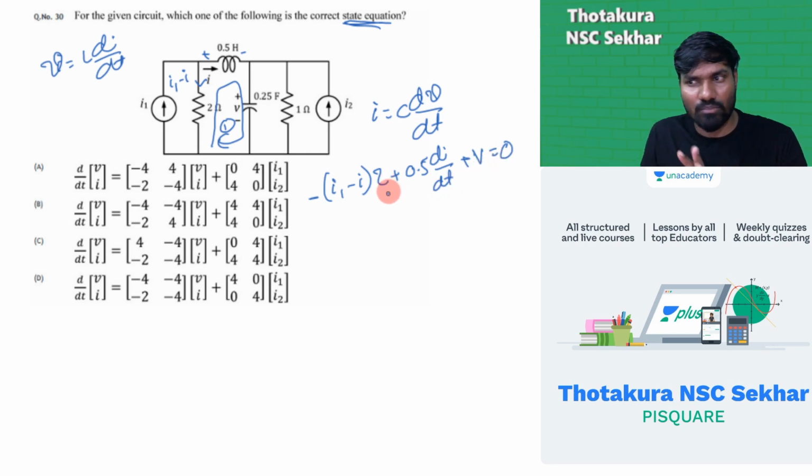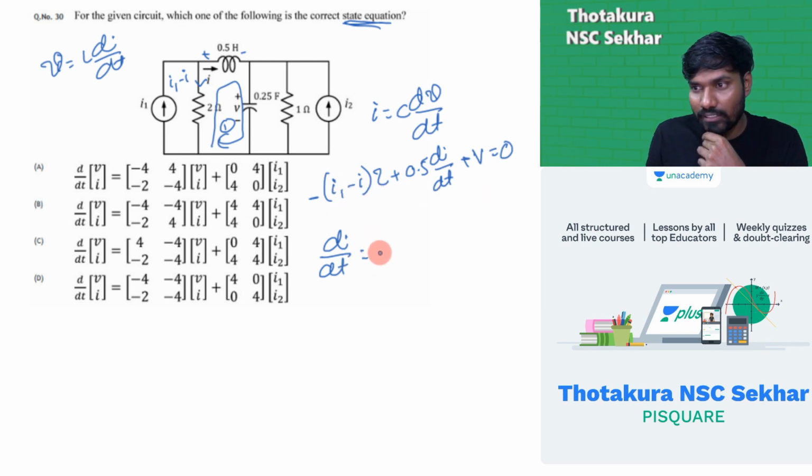Now simplify this. This is one equation we got. First simplify this, then let's see if that is matching. Then we don't have to go to the second equation, directly we can answer it. Let's have a look at this. We should write in terms of di by dt. Di by dt, from this I can write it as, take all other things to the other side, you will get 2i1 minus 2i plus v. 0.5 into di by dt is equal to this. So 0.5, I multiply, here you'll get 4, here you'll get 4, here you'll get 2v.